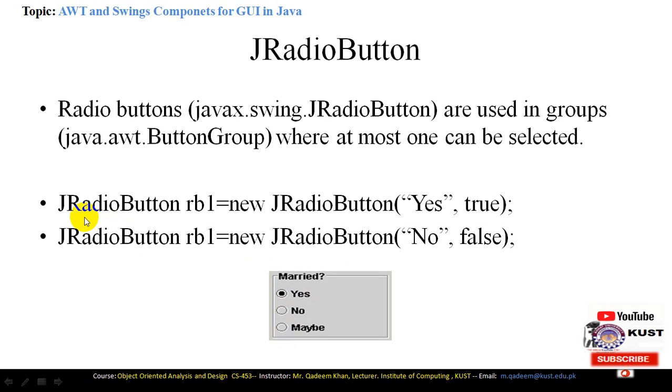This is the constructor of the JRadioButton. JRadioButton rb1 = new JRadioButton("Yes", true). So Yes is the label which will appear on the JRadioButton, and true means that it will be checked. JRadioButton rb2 = new JRadioButton("No", false). So No is the label on the radio button, and false means it will not be checked.